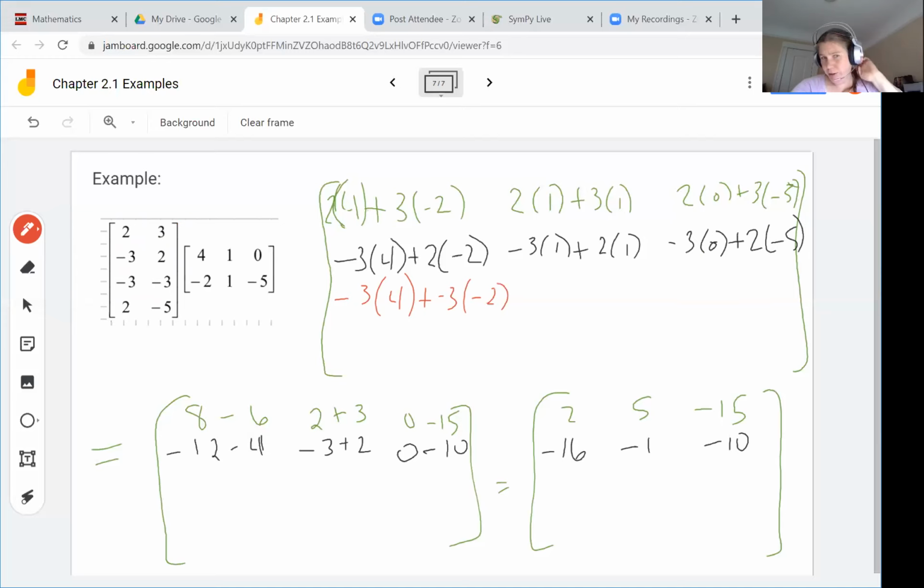So notice as I'm doing these calculations here, all of the values in this resulting column, the 4 and the negative 2, come from the first column of our second matrix, and then the 1, 1 from the second matrix you see over here in the calculations, just so you kind of visually see what's going on there. And then the 0, negative 5 from that third column in the second matrix is showing up in this third column calculations of our resulting matrix.